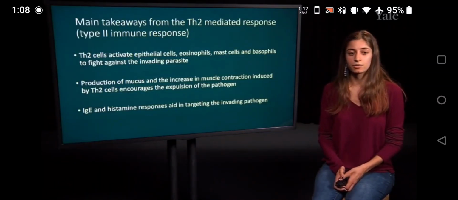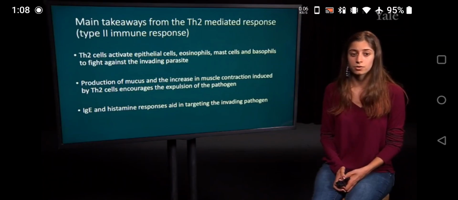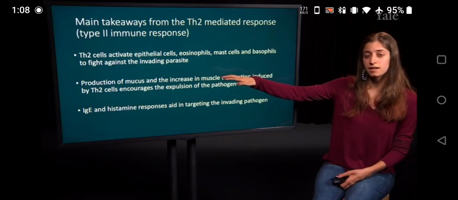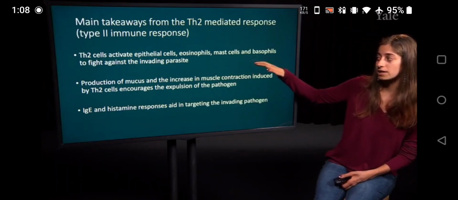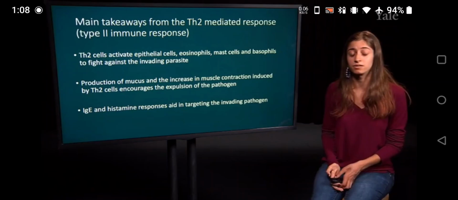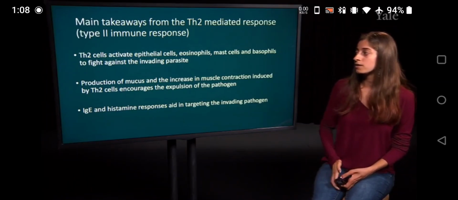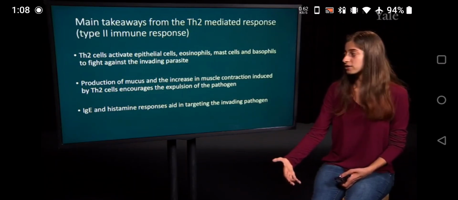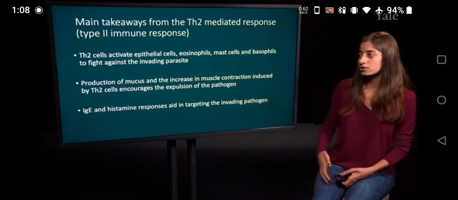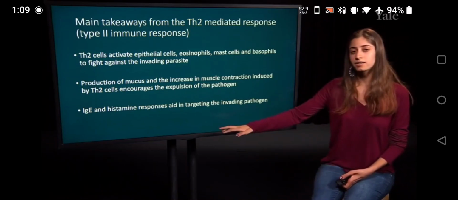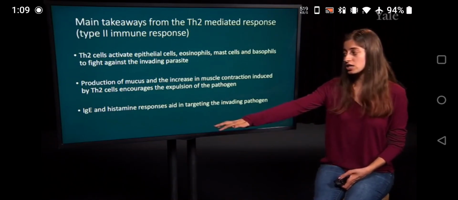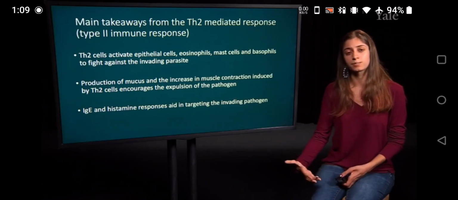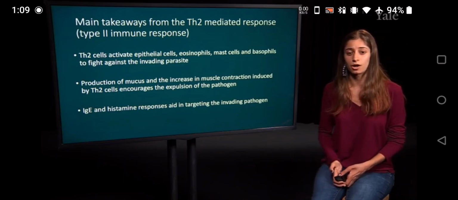So the main takeaways from the Th2 mediated response, or the type 2 immune response, are that Th2 cells activate epithelial cells, eosinophils, mast cells, and basophils to fight against an invading parasite or helminth. They increase the production of mucus, which then helps the expulsion of the pathogen, as well as increase muscle contraction. And finally, they encourage the production of IgE and histamine that target the invading pathogen and aid in its expulsion from the host.